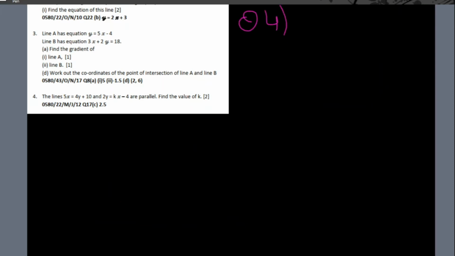The lines 5x = 4y + 10 and line 2y = kx - 4 are parallel. Find the value of k. So we will equate the slopes of both the lines since the lines are parallel. So let's figure out the slopes of both lines. The first line is 5x equals 4y plus 10.